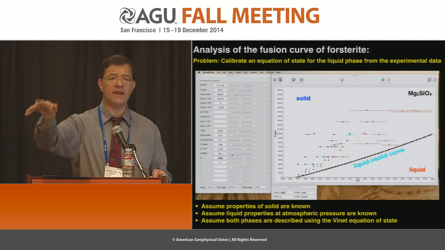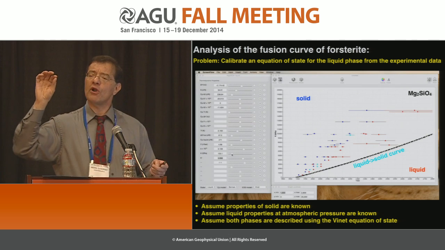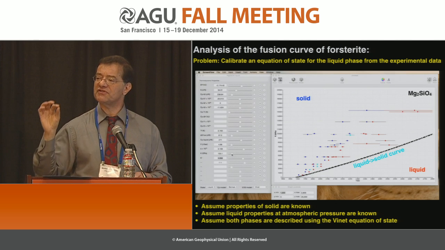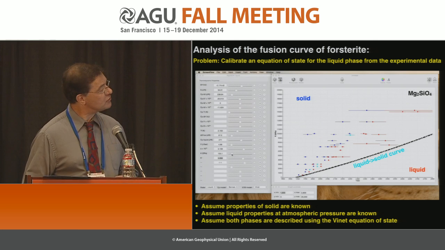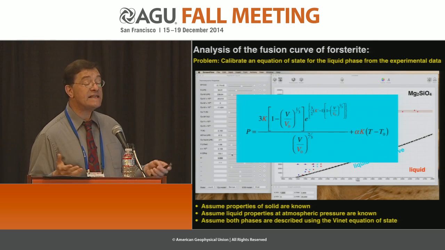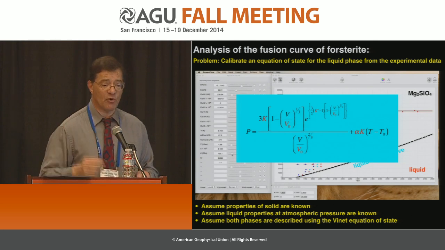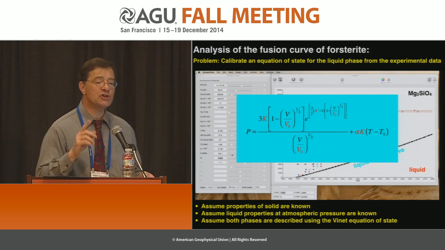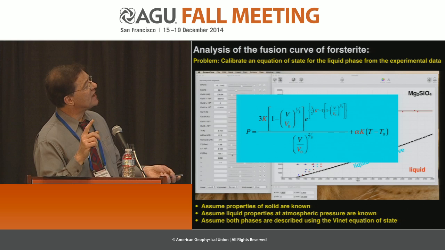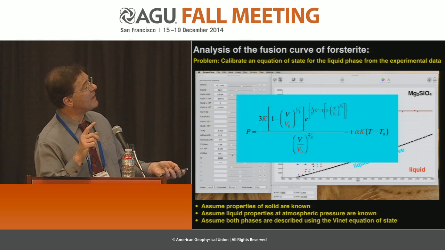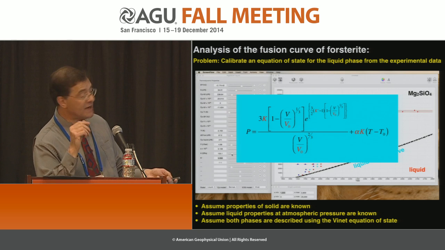So what we're going to do right here, right in front of you, is calibrate the equation of state for forsterite liquid using these visual tools. First of all, what is the equation of state that we're using? This is the only equation I'm going to show you here today, and I only show it for one reason. This is the Vinet equation of state, which I'm going to use for the liquid. Equation of state, pressure, volume, and temperature, all related to each other.